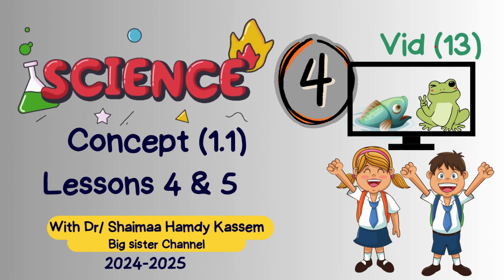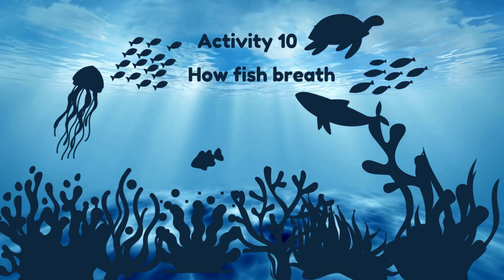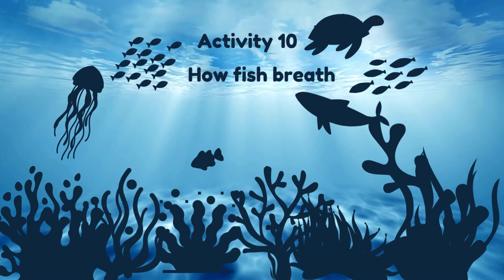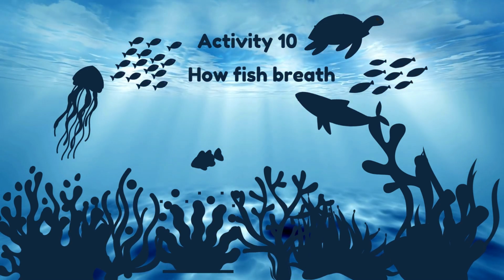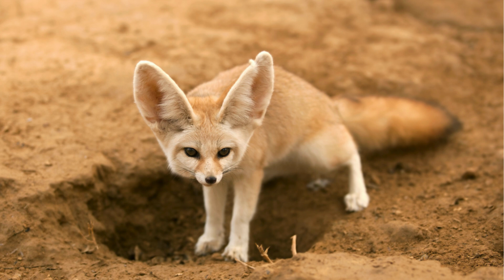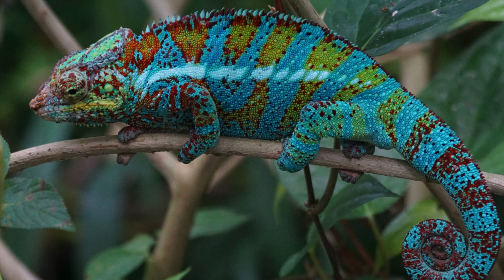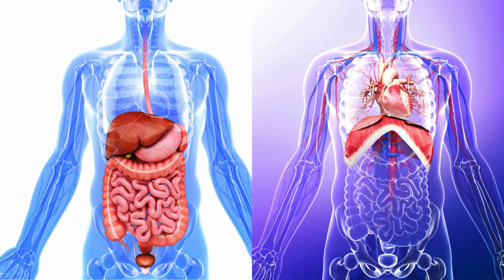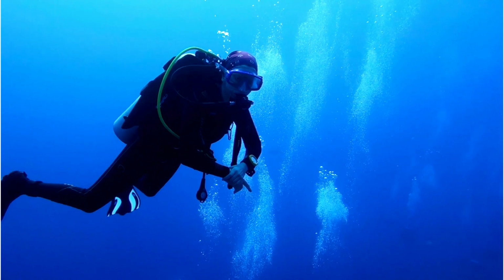Yes, let's start. First we have lesson 4, activity 10, how fish breathe, okay? As we studied many animals and their adaptations like fennec fox, Arctic fox, panther chameleon, and other animals. Also we studied the adaptations for the plants as acacia tree, cabbage tree. Also we studied the structural adaptation for the human body. We have two examples as the digestive system and the respiratory system.